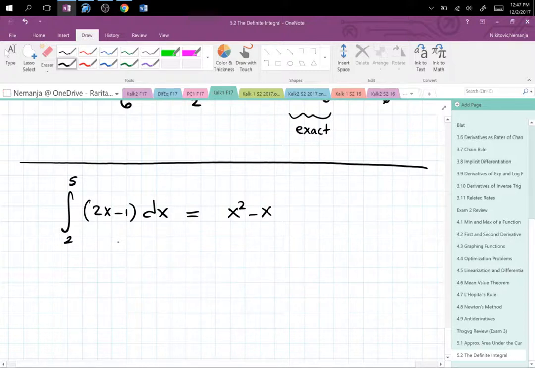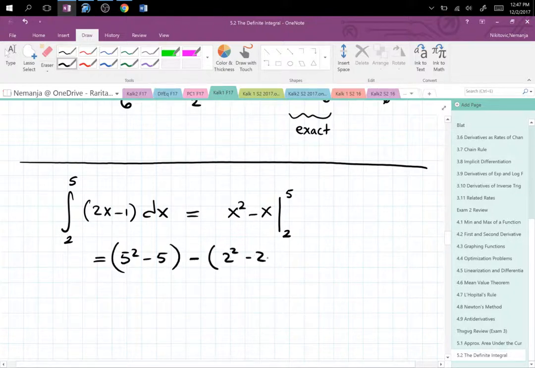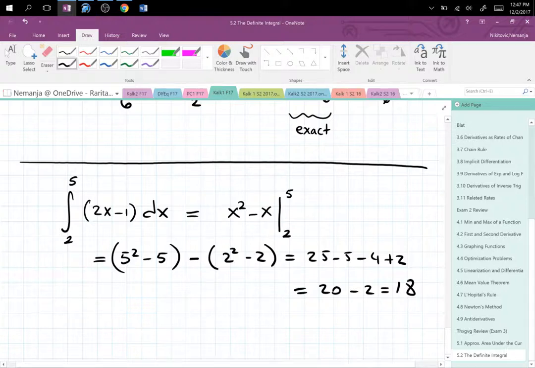You had this on your exam. I expect you to know that. And instead of putting plus c, I'm going to put this vertical line, which means compute between 2 and 5. And now I'm going to plug in 5 and then subtract, plug in 2. So this is 25 minus 5 minus 4 plus 2. That's 20 minus 2, which is equal to 18.